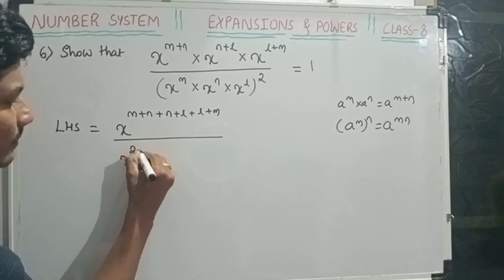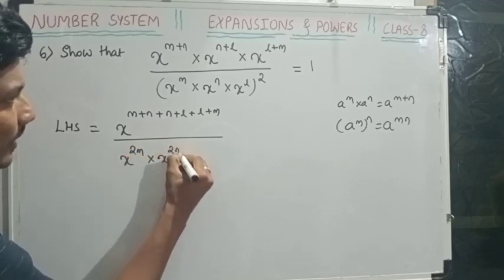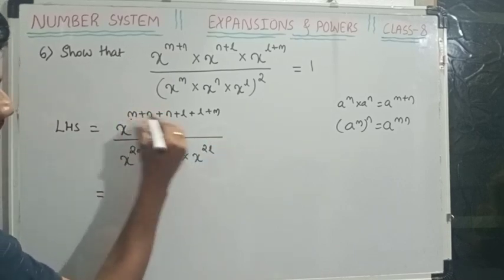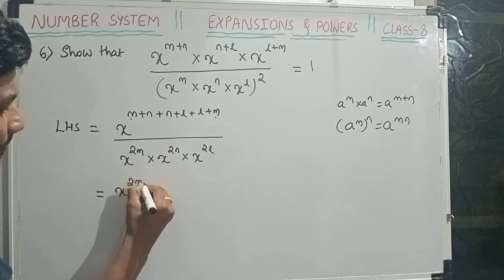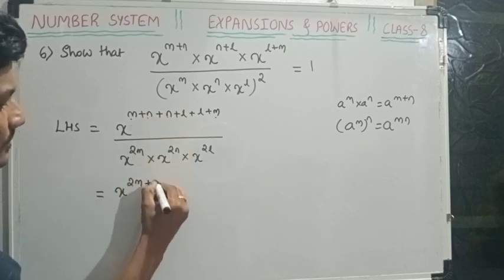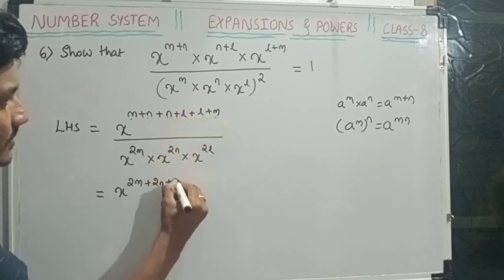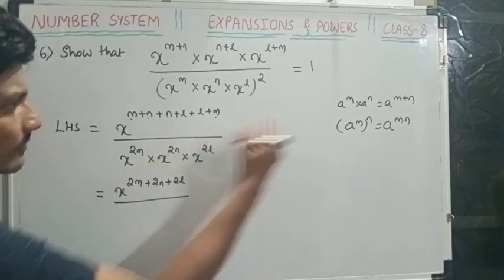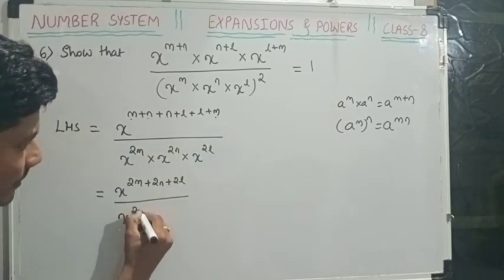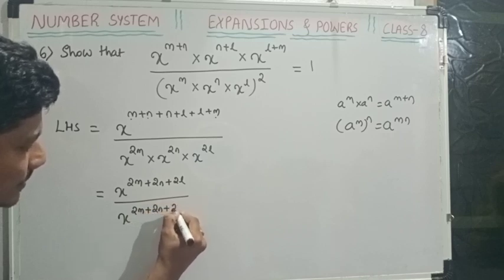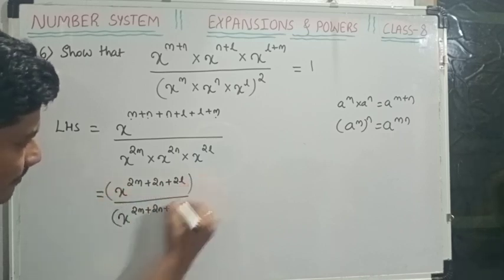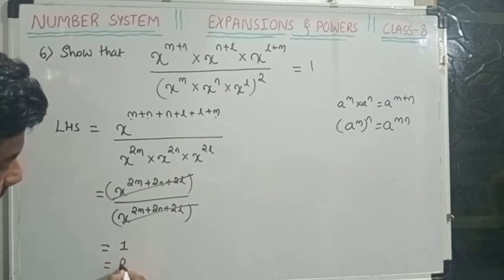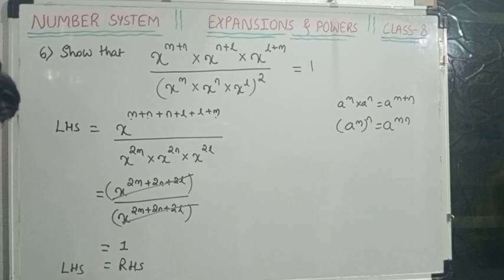2m, 2 into m, 2m, into x to the power 2n into x to the power 2l. m plus m is 2m, n plus n is 2n, l plus l is 2l. Similarly, here in the denominator also I will make use of this first law of exponent, that is x to the power 2m plus 2n plus 2l. See here, both numerator and denominator are the same. I can cancel both numerator and denominator and I'll get the answer 1, which is equal to RHS. Hence, LHS is equal to RHS. It is proved.